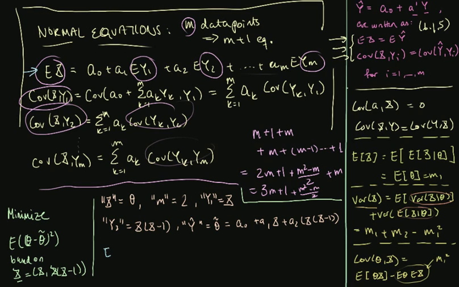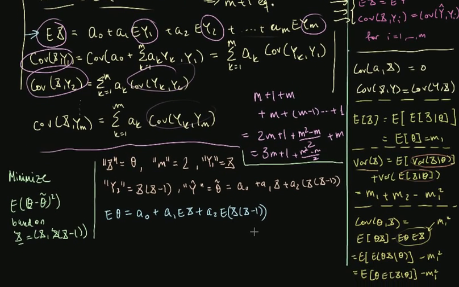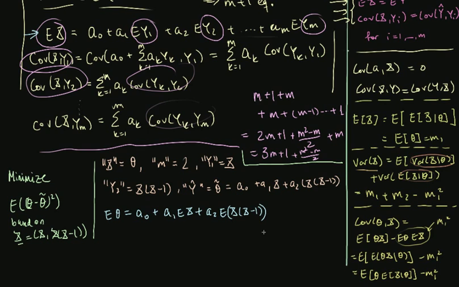We want to write the first one up here using our notation. So we have the mean of theta has to be equal to a0 plus a1 multiplied by the mean of x plus a2 multiplied by the mean of x multiplied by x minus 1. So that was our first equation. Now we can continue to the second equation. I mean, the reason why there aren't more terms is because we only have 2 data points.